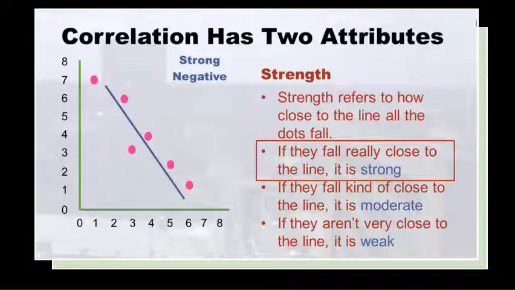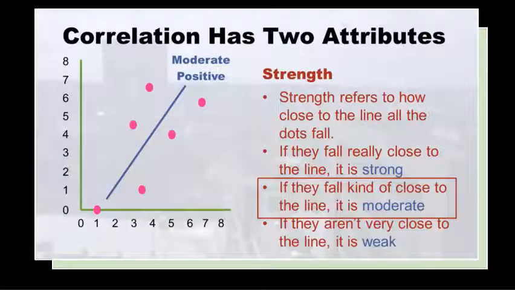Okay, so here's an example. Look at the scatter plot on the left-hand side. Our direction is negative. We have a negative correlation happening here because it's going down as we move left to right. And then look at where the dots are in comparison to the line. They're pretty close, aren't they? They're pretty good. So for this one, we would call it strong negative. If it's about this close to your line, it's pretty strong.